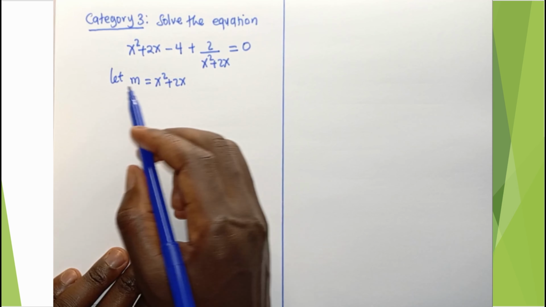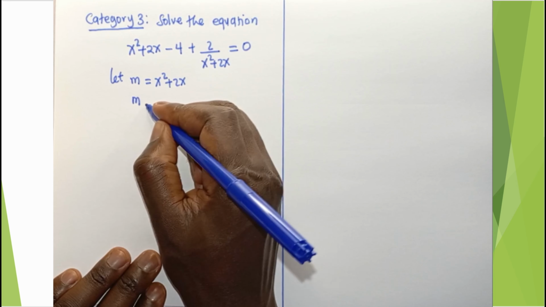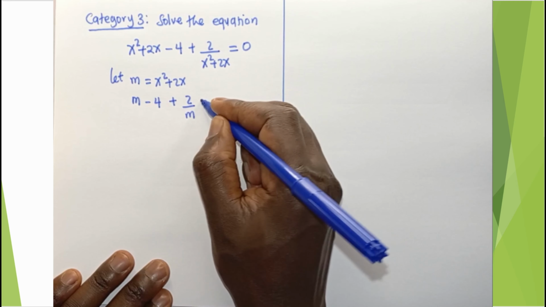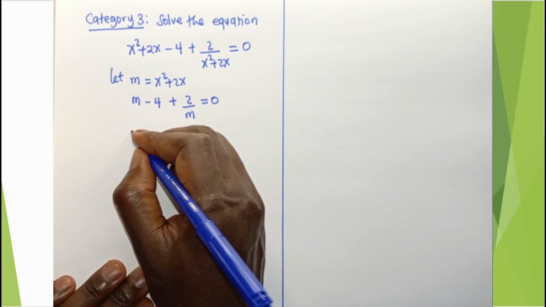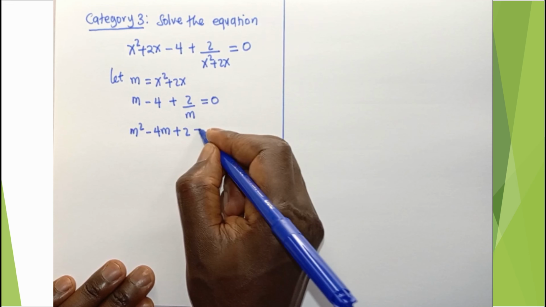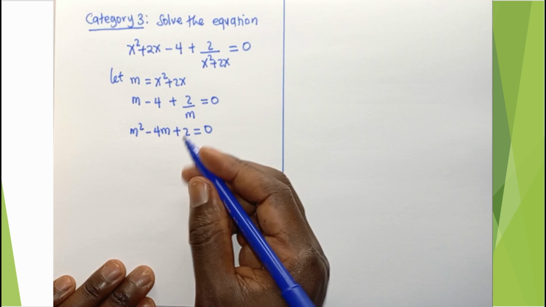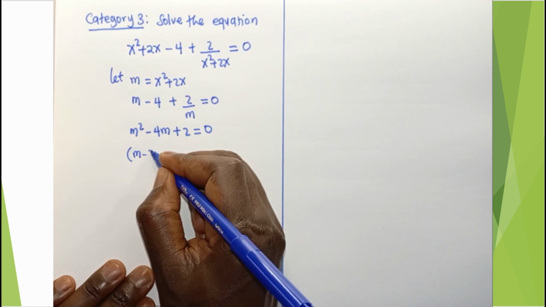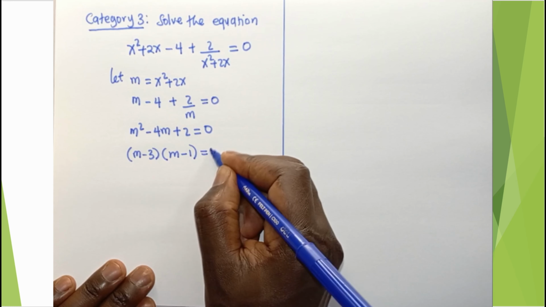So after letting it for simplification, we go ahead and replace it. Where there is x squared plus 2x, we put m, over m is equal to 0. So you have m minus 4 plus 2 over m is equal to 0. So you cross multiply, and you have m squared minus 4m plus 2 is equal to 0. So it's a quadratic equation now. So you go ahead to simplify it using any method you want. So using factorization, you have m minus 3 into m minus 1 is equal to 0.